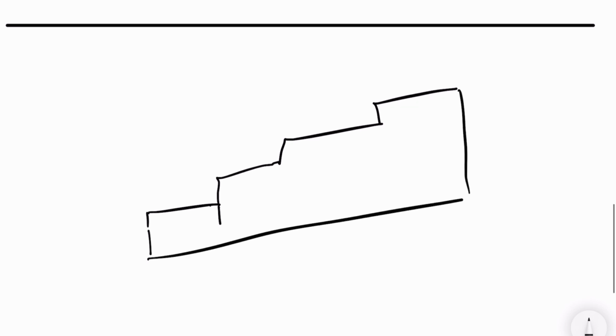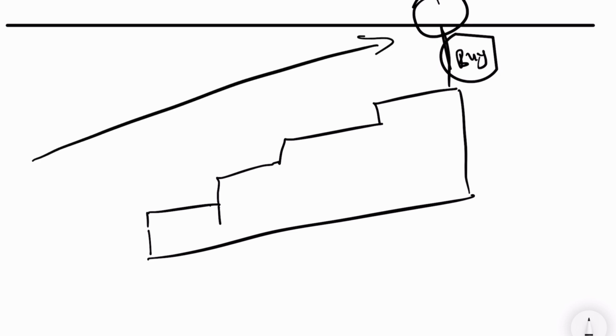So let's draw a ladder. This is a staircase rather, and then a staircase, and then a staircase. This is like a staircase, and the ultimate goal here is for them to buy our product. That's the ultimate goal, right? Now, we want to send them up this chain of command.